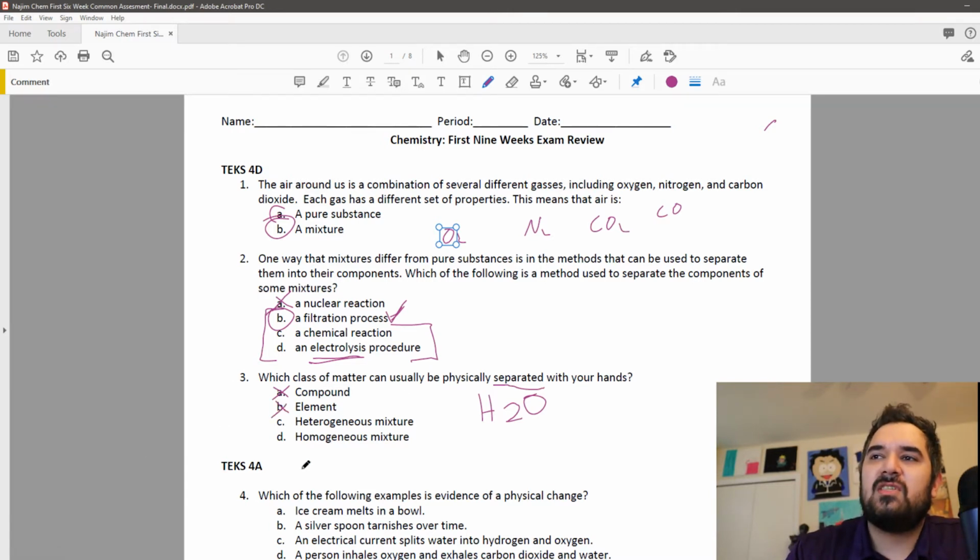Then we have heterogeneous and homogeneous mixture. So can we separate a heterogeneous mixture? Think of that like a bowl of Lucky Charms with no milk. So you have the marshmallows, you have the cereal part, and you could separate that by hand. So a heterogeneous mixture, we can separate it by hand. Another example would be like a fruit salad. You can separate the grapes from the strawberries, from the cucumbers.